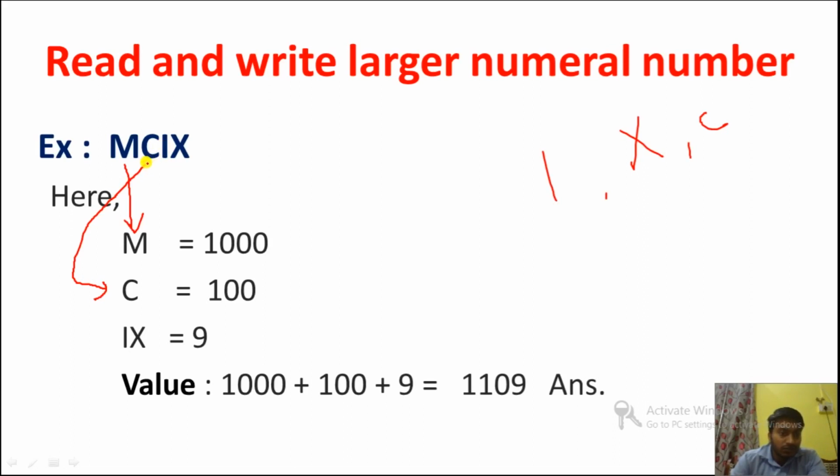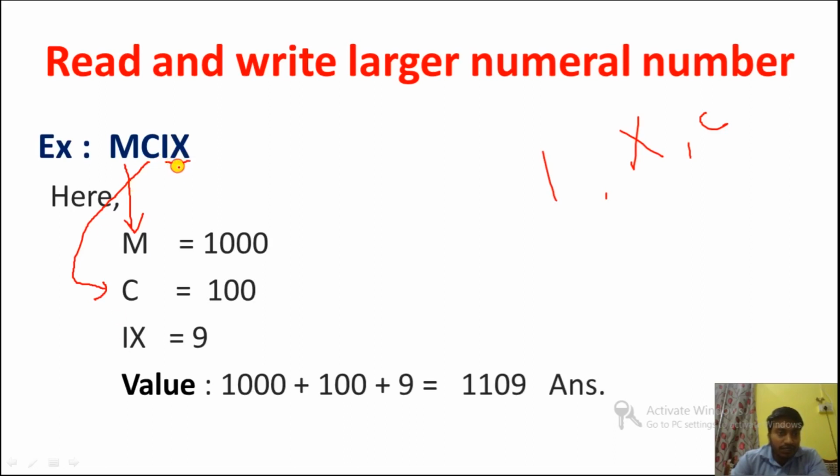Clear to you? So separately I am taking here C, and the value of C you know very well, 100. Now come to this part. This is I, this is I, and you know very well, if I is there, that means there will be subtraction. Now we have to see the right side whether we have the greater value symbol or not. Yes, X is greater than I, so there will be subtraction.